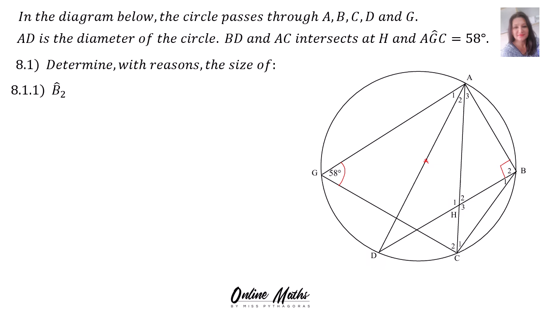Now, where's angle B2? Oh, we have that one. Angle B2 is 90 degrees, angle in semicircle, since it was given that AD is the diameter.